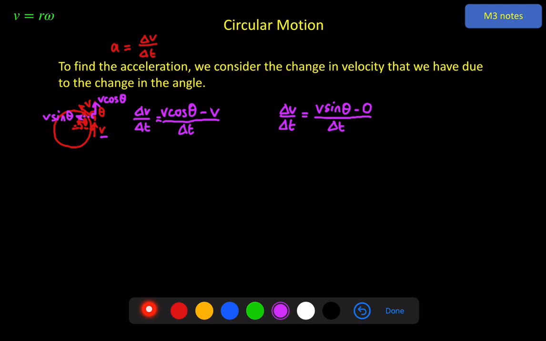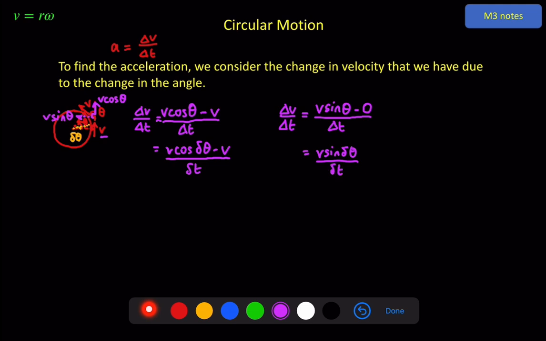Then we need to say, okay, let's do our usual trick of making this smaller and smaller and smaller so that the angle there is not theta but delta theta. And that will give us v cosine delta theta minus v over the infinitesimal time delta t, and over here v sine delta theta minus 0 over delta t.